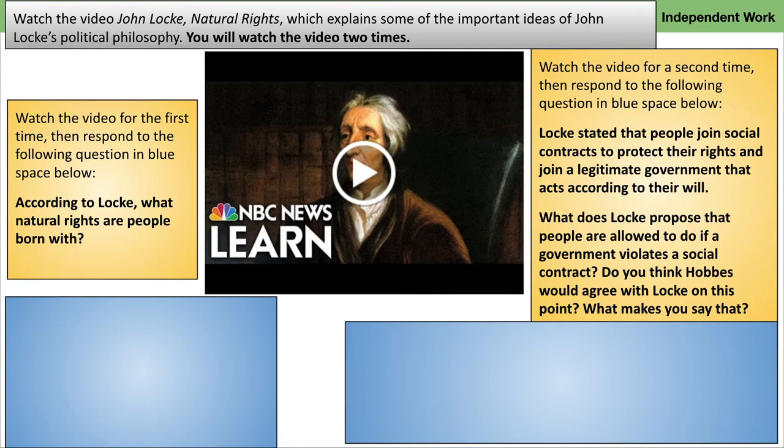Watch the video for a second time, then respond to the following question in the blue space below. Locke stated that people join social contracts to protect their rights and join a legitimate government that acts according to their will. What does Locke propose that people are allowed to do if a government violates a social contract? Do you think Hobbes would agree with Locke on this point? What makes you say that?